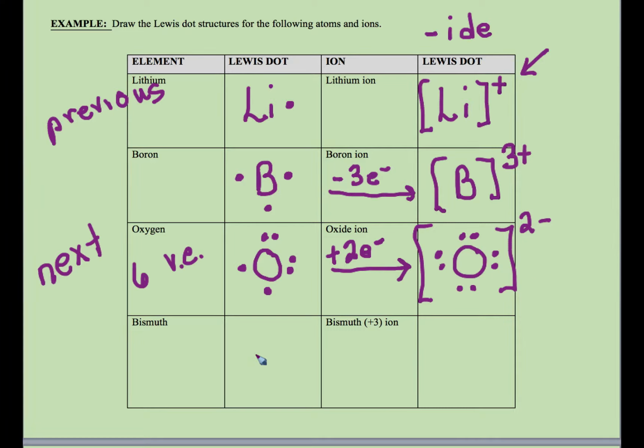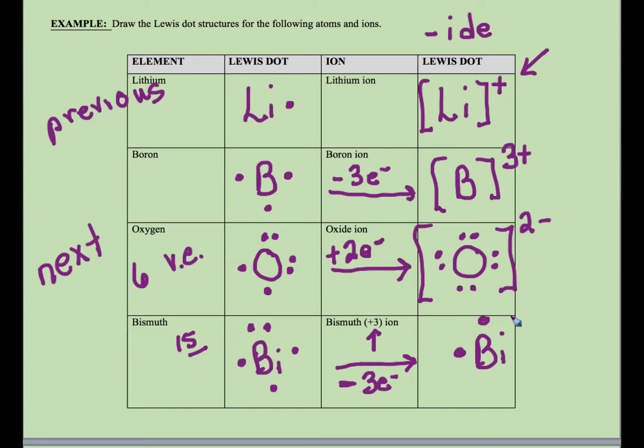Okay? Now, bismuth has 5 valence electrons. It's group 15. It has 5 valence electrons. Now, this time I have to indicate somehow which ion I want. And the question asks for the +3. That's less negative, so I'm going to lose 3 electrons. Of course, it's going to lose its paired one first. So if it loses 3, it's going to have 2 left. And then a 3+ charge.